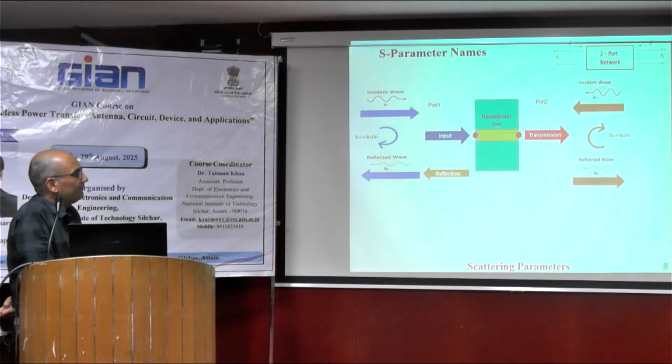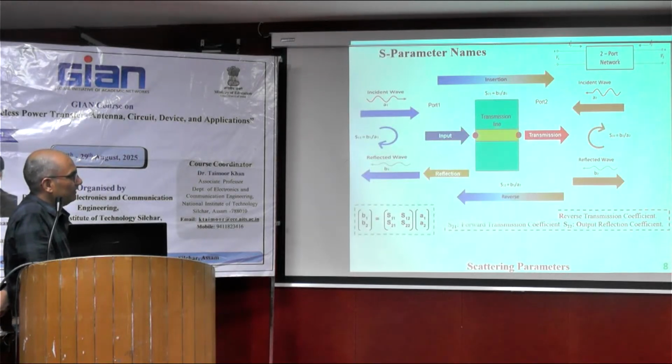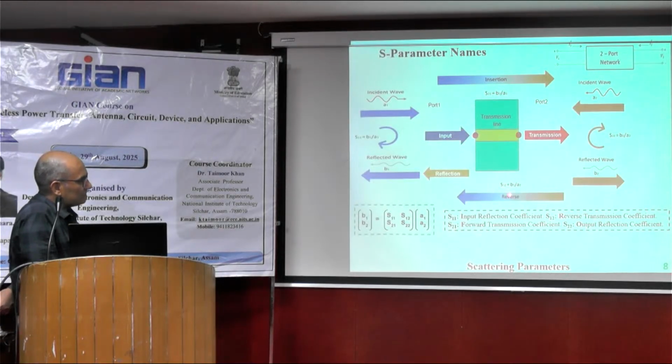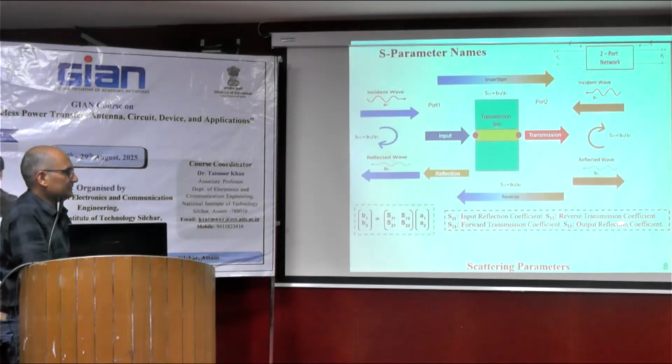The same thing will be happening here also. If you apply incidence at port 2, then the reflection will be from port 2 in that way. Then from this side to this side will be the insertion, and from this side to this side will be the reverse condition, and we can summarize these four parameters, S21 and S12, B1, B2 in terms of S parameters, S11, S12, S21, S22, A1, A2. S11 is the input reflection coefficient, then the reverse transmission coefficient, the forward transmission coefficient, and the output reflection coefficient.